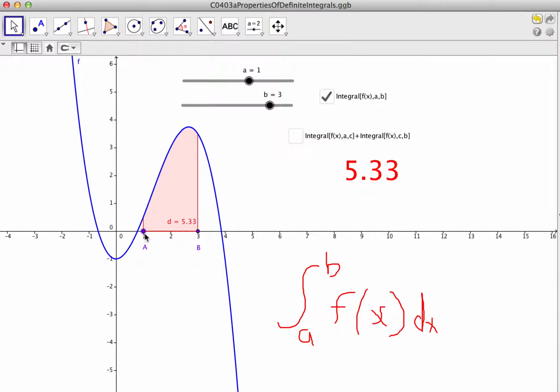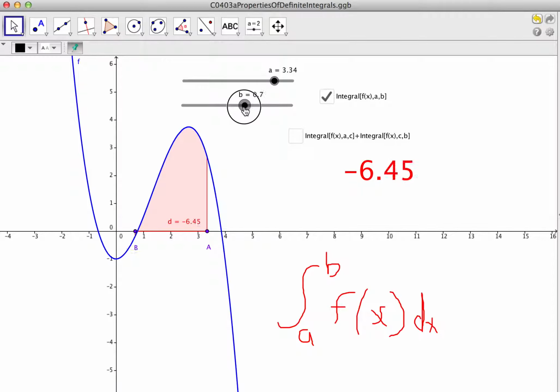If I move A in front of B and B back to 1, what happens is now I'm integrating from 3 to 1, all right, and notice how that is the negative of the area underneath the curve, between the curve and the x-axis.